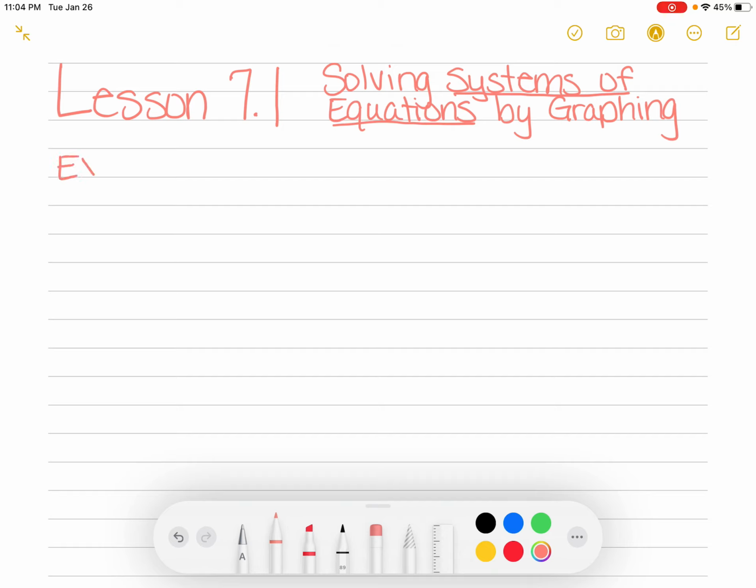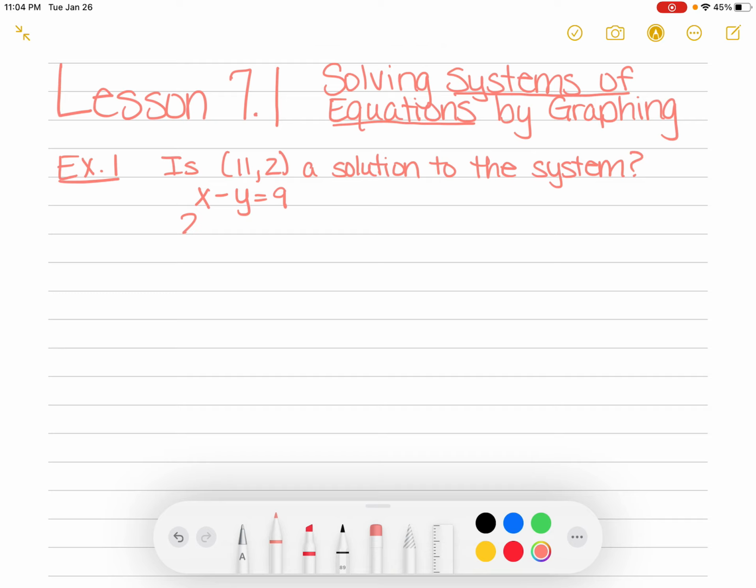We're going to jump right in with examples, and we only have 3 examples today, so this is probably going to go kind of quick. So the first one says, is (11, -2) a solution to the system? And then the system that they give you. Okay, so your answer is going to be yes or no. Is that a solution? And then this is the system: x minus y equals 9, and 2x plus y equals 9. So I have 2 equations there.